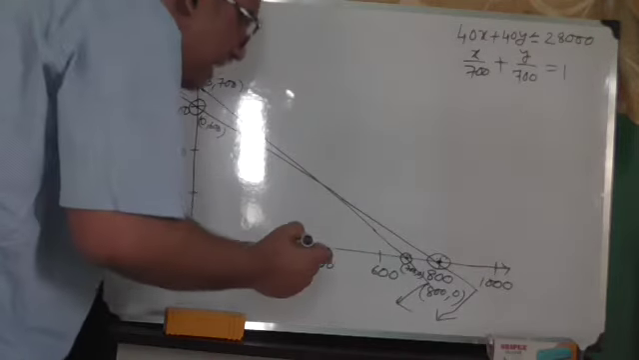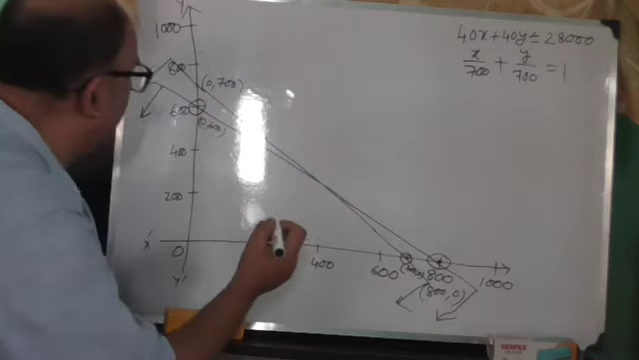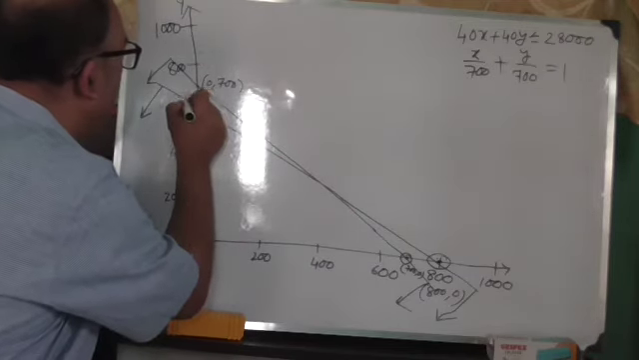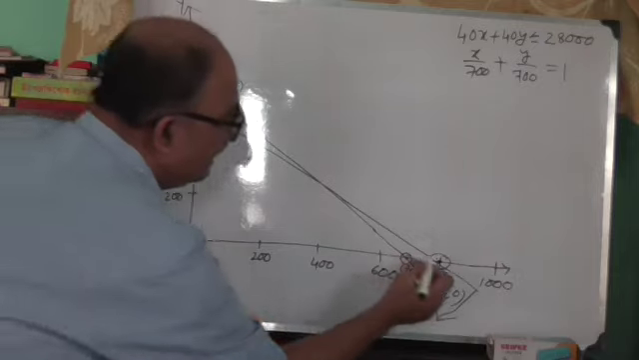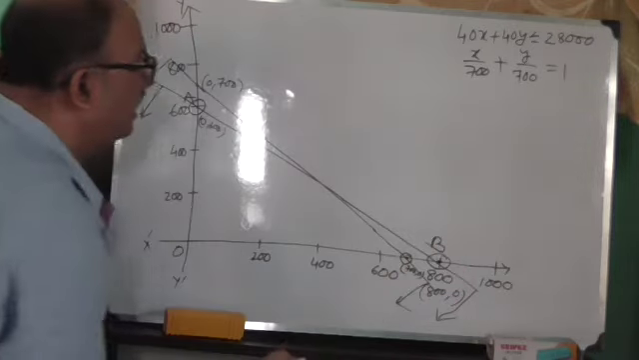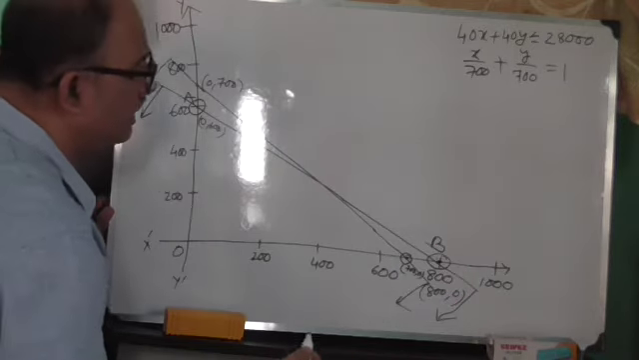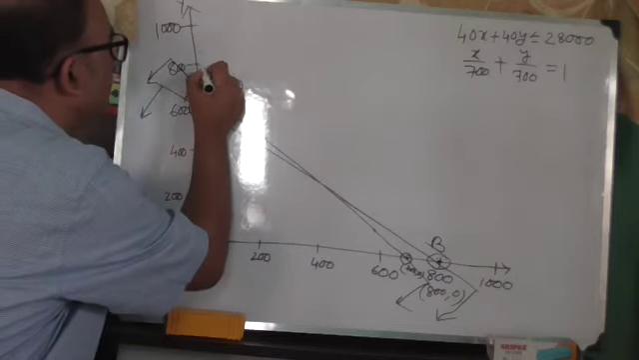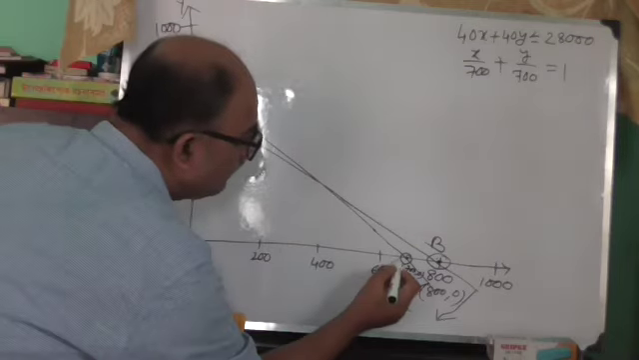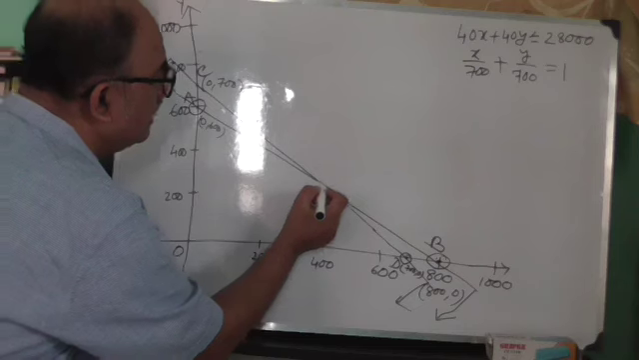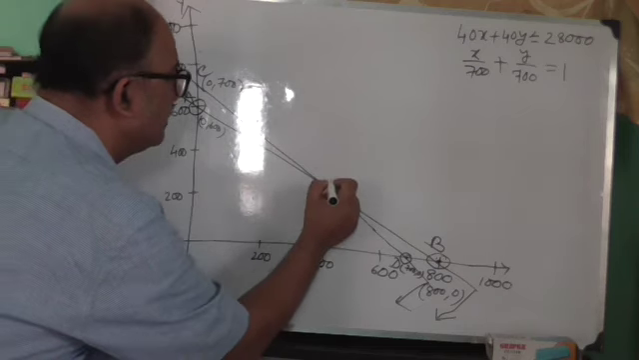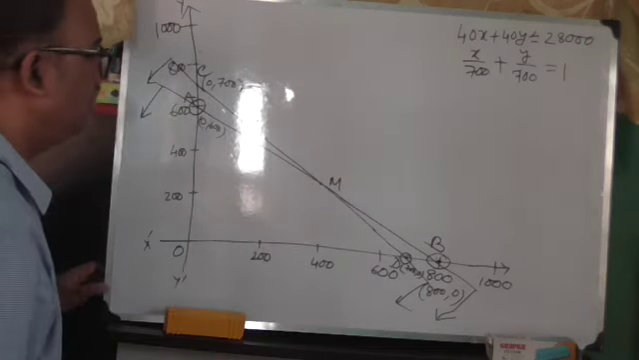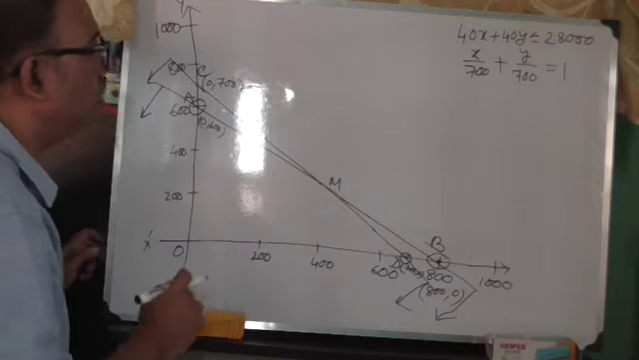Okay, let's put a name to these two lines. The first line I have drawn, the equation of this straight line, I am naming as AB. This line I am naming as CD, and this intersection point I am naming as M. So I have already drawn the two constraints.